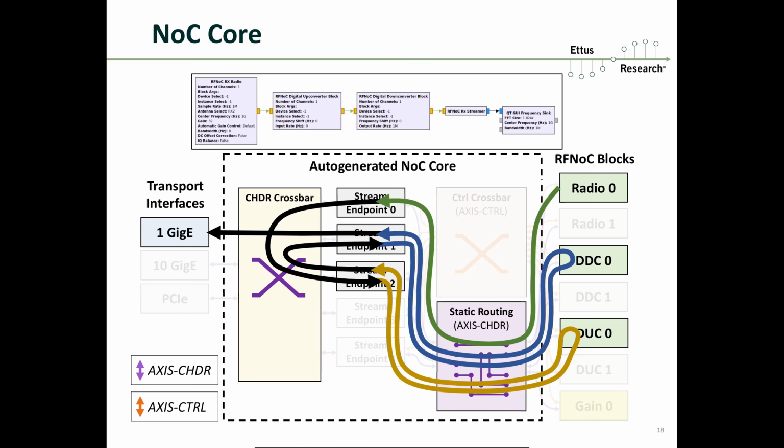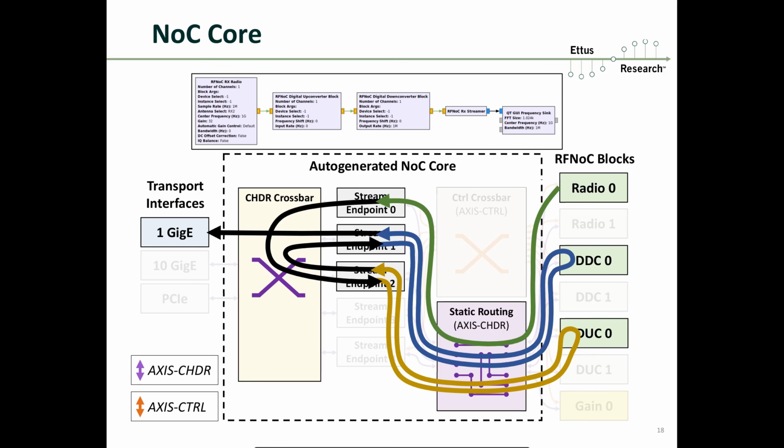And so what we end up with is a data flow graph here, and I've color-coded it to show these different data paths, but they all loop back through each other. As we go from the radio to stream endpoint 0, then from stream endpoint 0 to stream endpoint 2, and then through the DUC, back to stream endpoint 2, then through stream endpoint 1, through the DDC, and then back out through the transport interface.